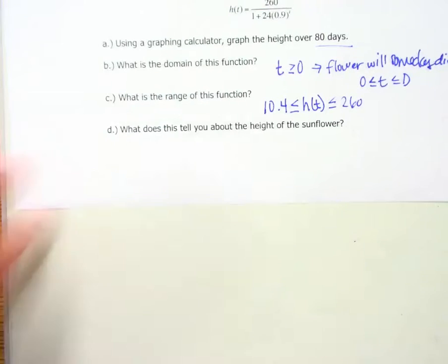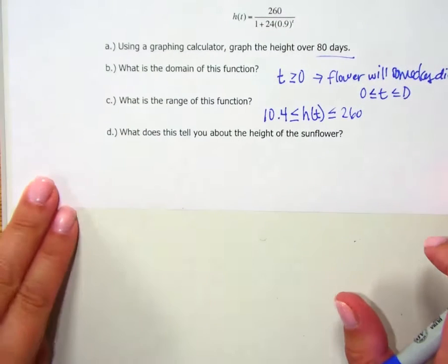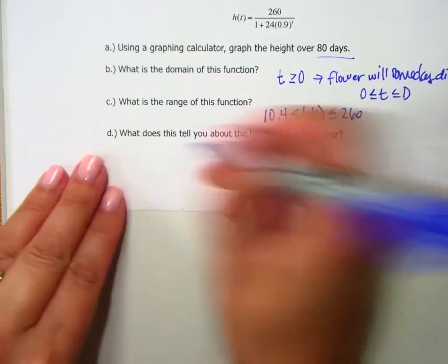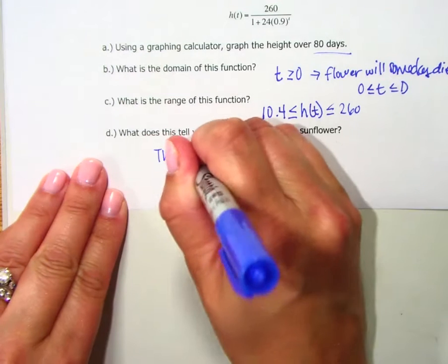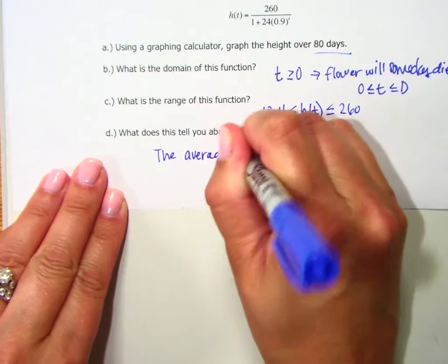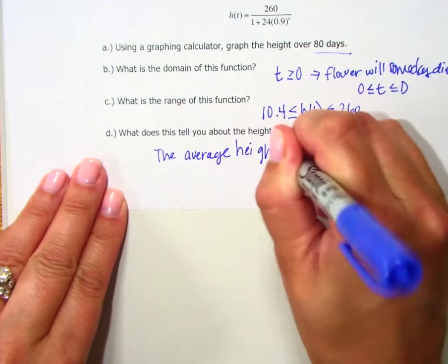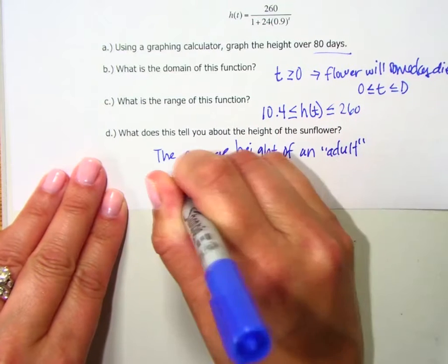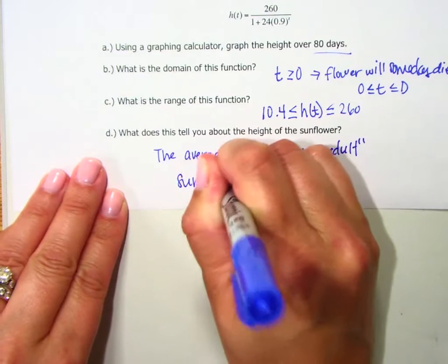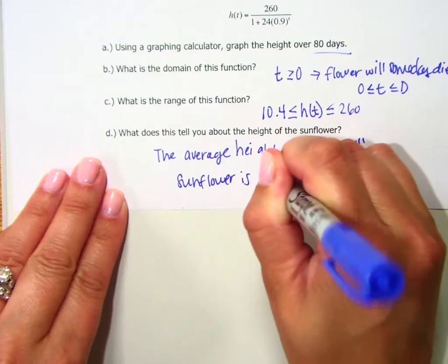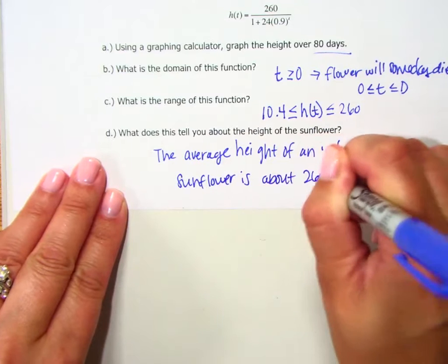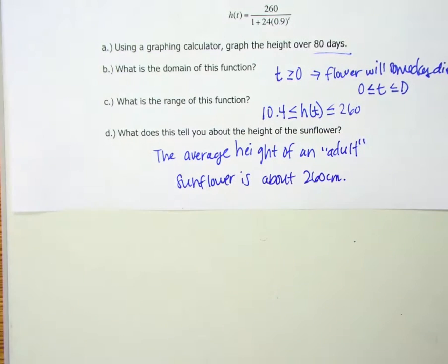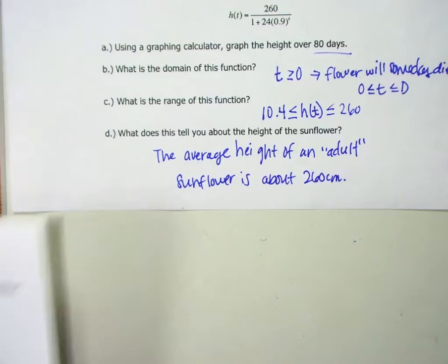All right, so then part D, what does this tell you about the height of the sunflower? The average height of an adult sunflower is about 260 centimeters. We saw once we got to about 80 days, it really leveled off at about 260, okay?